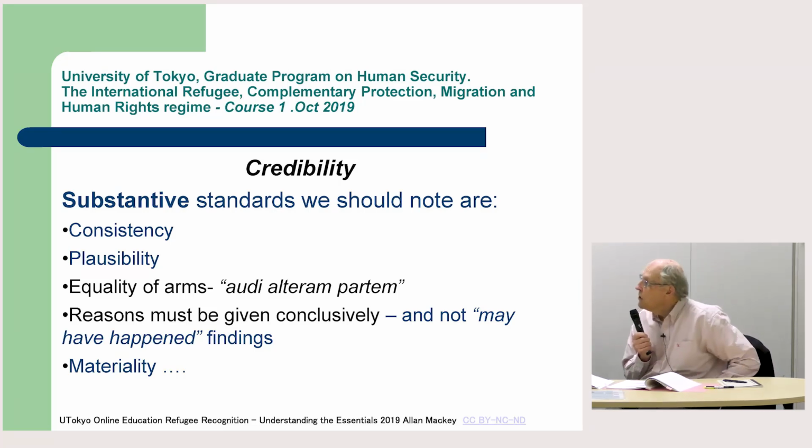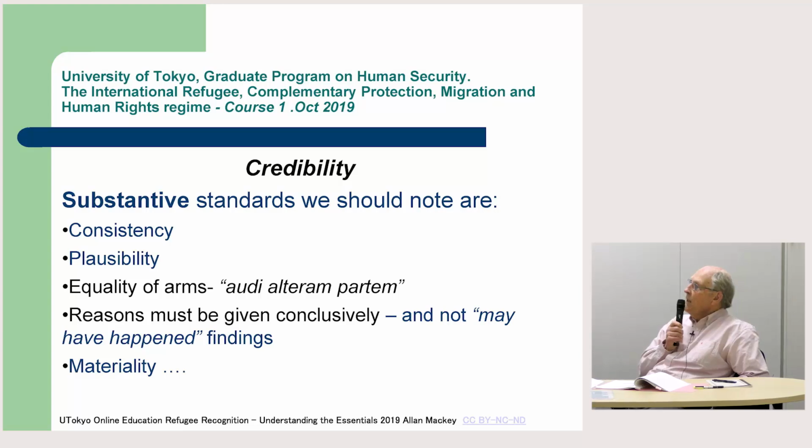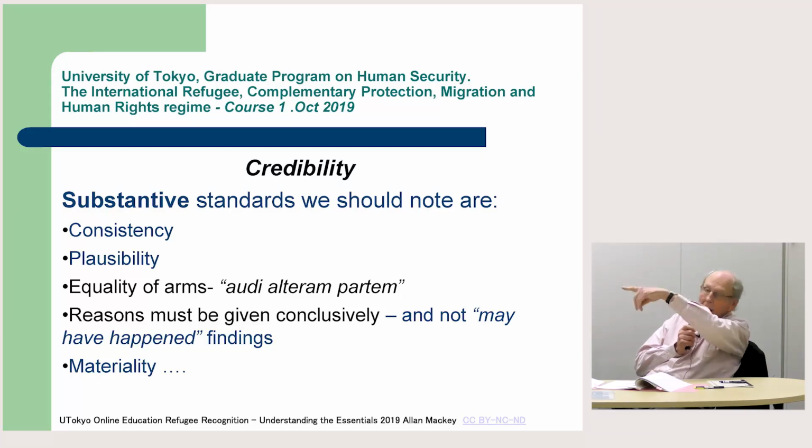Now, the next one, of course, is that reasons must be given conclusively. In other words, if you're going through and making a credibility assessment which says I'm not prepared to accept this item of evidence, this material piece of evidence they've given, you must give reasons for it, and those reasons will be tied to it being inconsistent or totally lacking in plausibility or what have you.